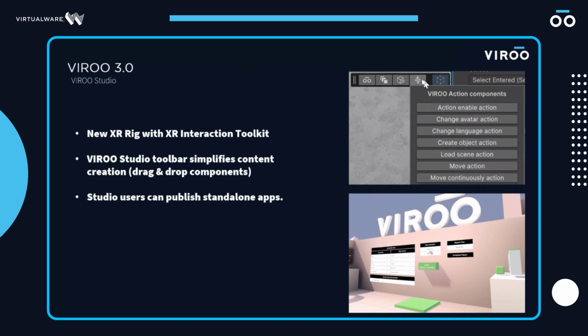Studio users, of course, as we've seen before, now have the option to publish a standalone app. So you can publish Windows apps that are going to work with PCVR compatible headsets, or now you can publish Android standalone apps if you want. And we even have VIROO Portal integration.